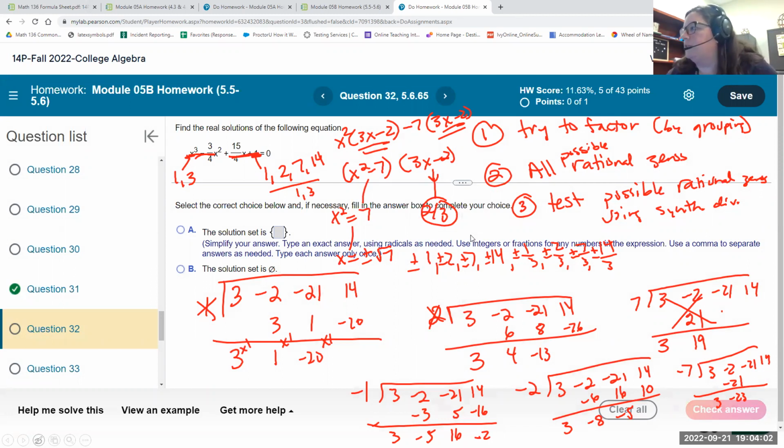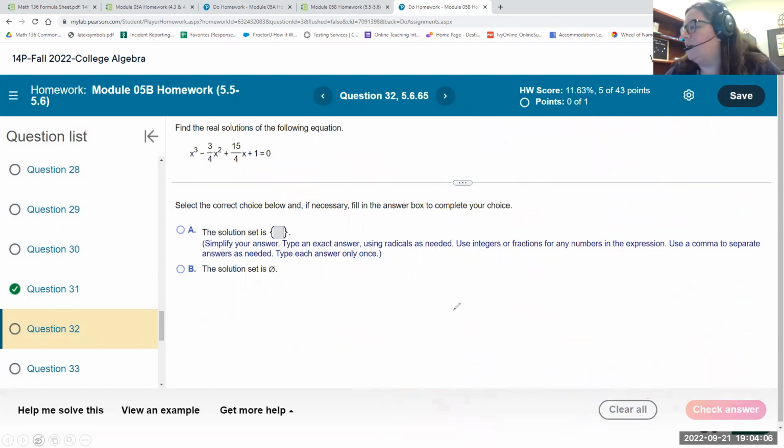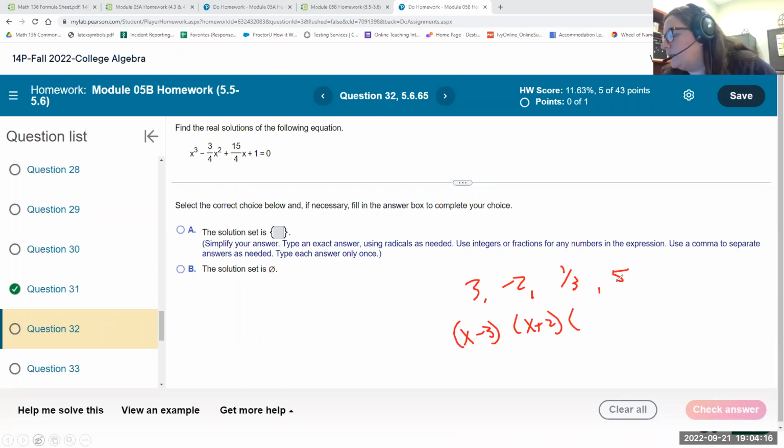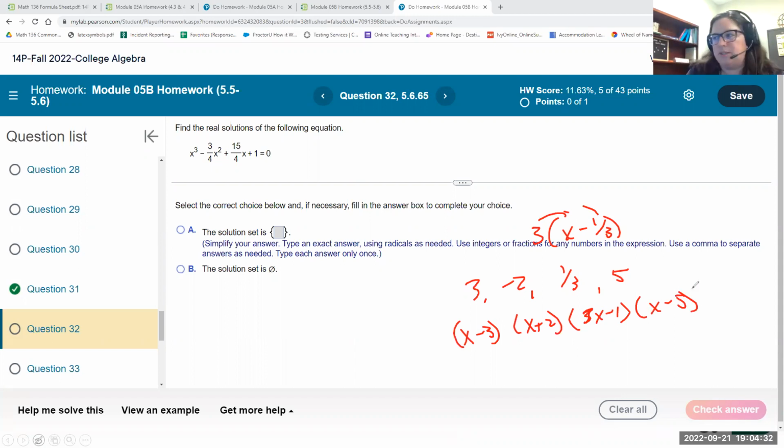So once you find those solutions, if you've just been doing the synthetic division, if my solutions are 3 and -2 and 1/3 and 5, then the factors would be x minus 3 and x plus 2, and the 1/3 wouldn't just be x minus 1/3, because you wouldn't have fractions typically. That would get multiplied through by 3, so it'd be 3x minus 1 and an x minus 5. So those zeros go into factors that match up with them.